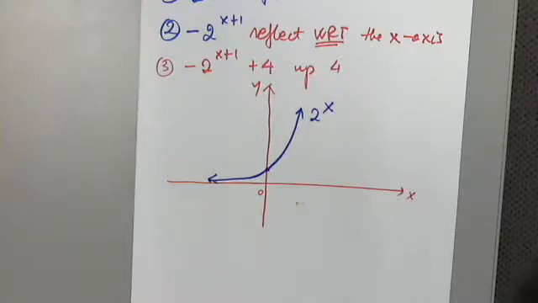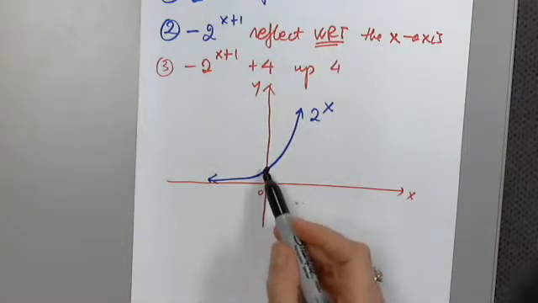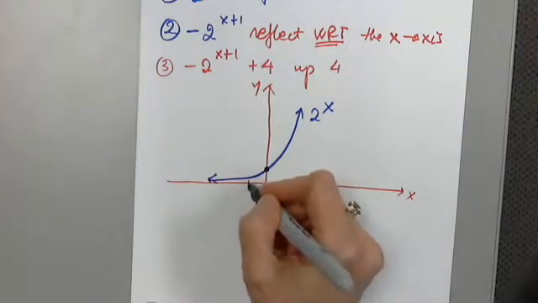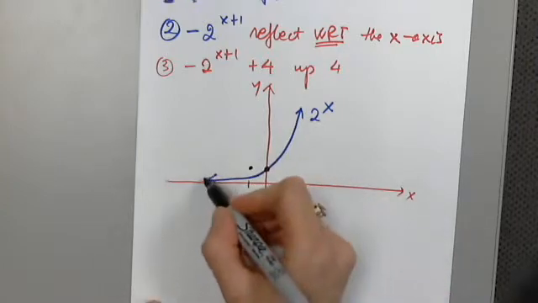So this is my indicator point. Where will that indicator go? If I shift the entire graph 1 unit to your left, where will this point, which is at (0, 1), where will this point go? Very good. (-1, 1), right here. Awesome. Perfect.